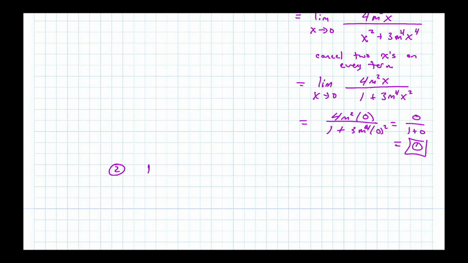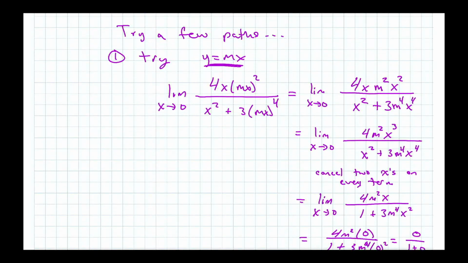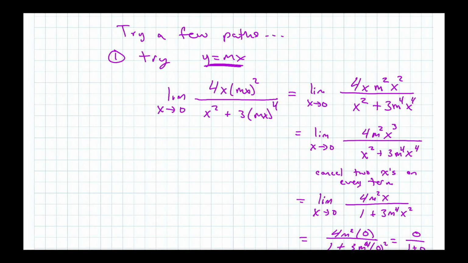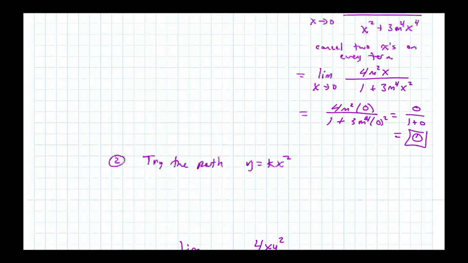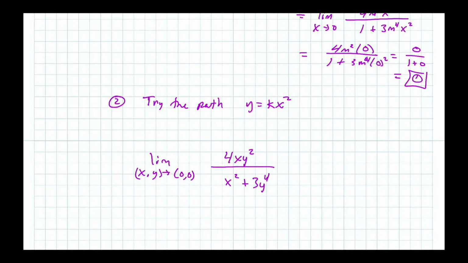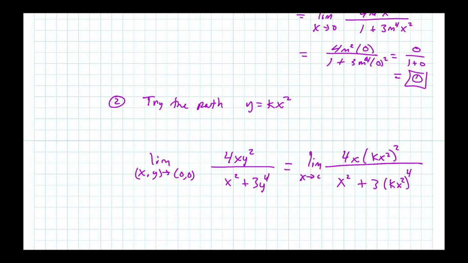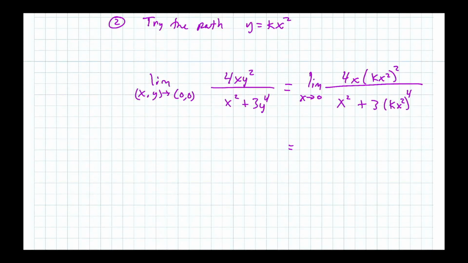Let's try the path y equals kx squared. Let me just copy this again. Nope, not what we want. Let's copy this again. All right, so let's try it. We are going to plug in kx squared. So we have a fraction: 4x times (kx squared) squared in the numerator, and in the denominator, x squared plus 3 (kx squared) to the fourth. And then we have a limit as x goes to 0. Alrighty, work this out.